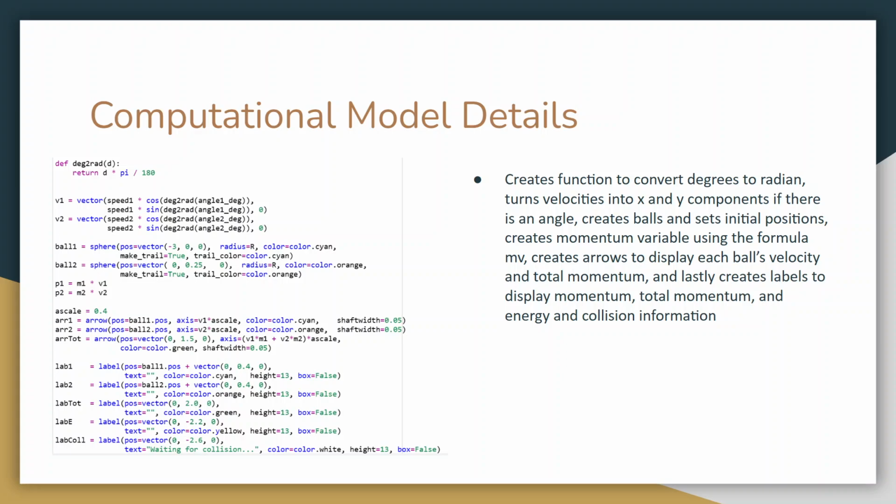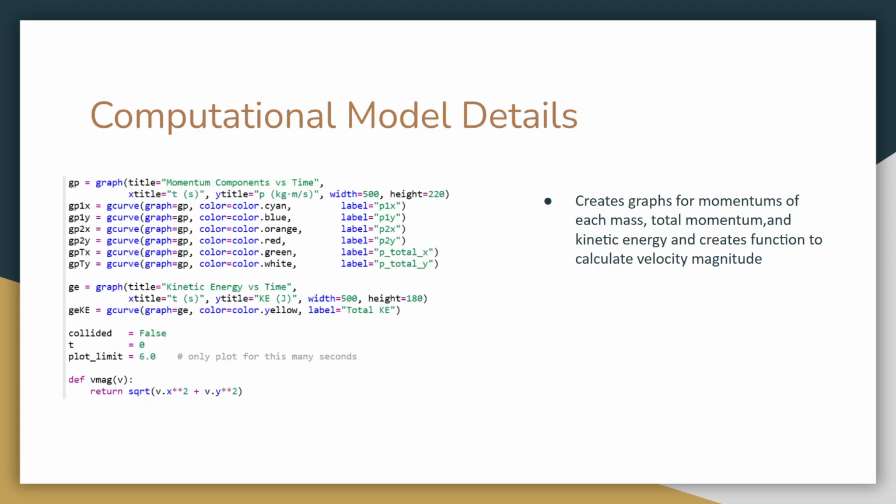And then we turn the velocities into x and y components if there is an angle, and then it creates the balls and sets initial positions, creates the momentum variable using the formula mass times velocity, and it creates arrows to display each ball's velocity and total momentum. And lastly, it creates labels to display momentum, total momentum, and energy and collision information on the graphs after we run the code. This next chunk creates graphs for the momentum of each mass, total momentum, and kinetic energy, and creates a function to calculate the magnitude of the velocity.